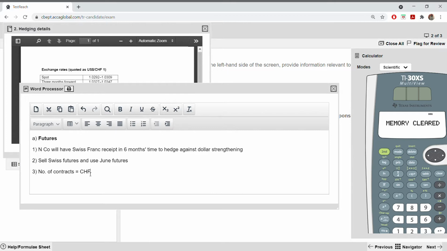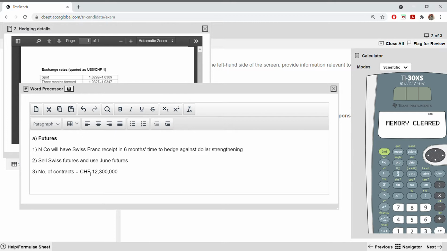So CHF, it is 12.3 million. So I'm going to write the whole number, so that it is easy for you to import it in your calculator. Some of you might get confused with the number of zeros. How many zeros are actually needed if I put 12.3 million? So I'm putting in the whole number. So 12.3 million.